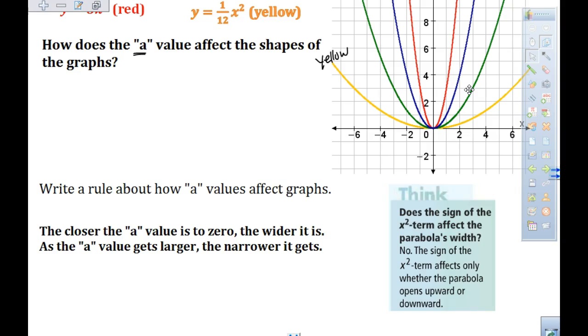So does the sign of the x squared affect the parabola width? No. The sign makes the parabola go down or up, right? So down is going to be for our negative values, up is for our positive values.